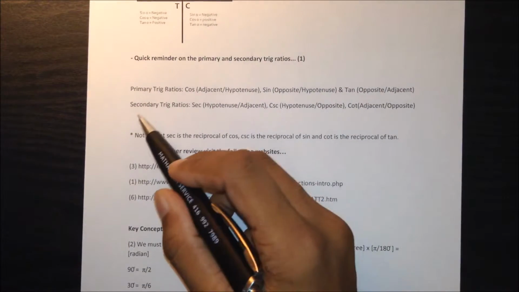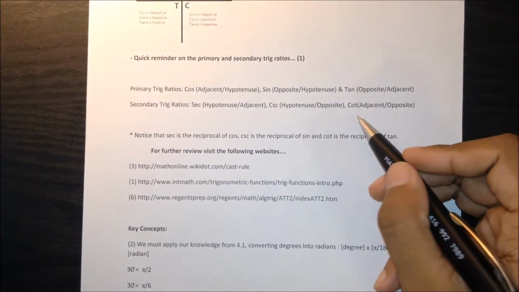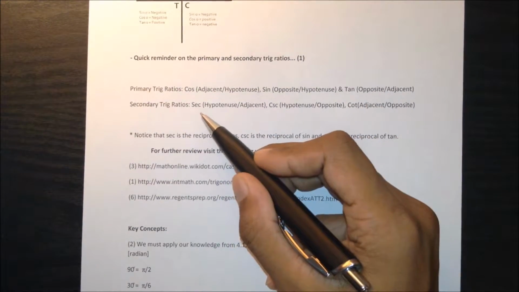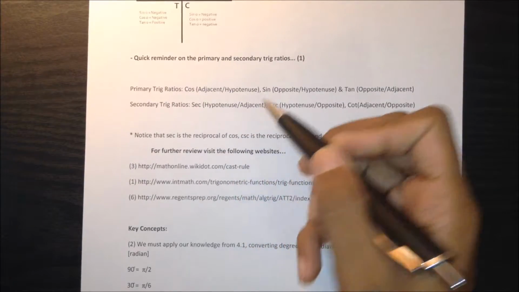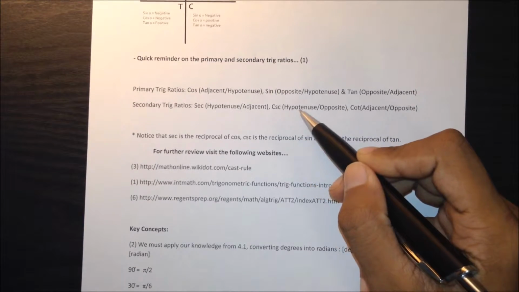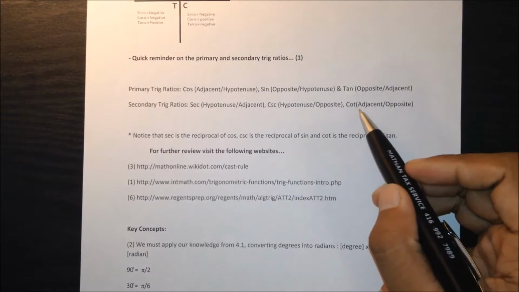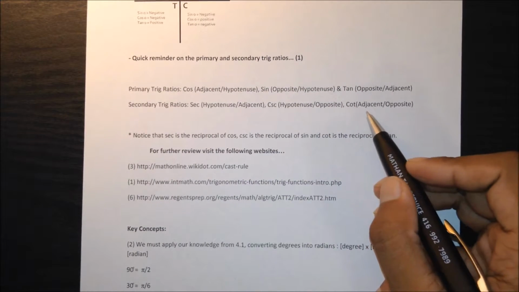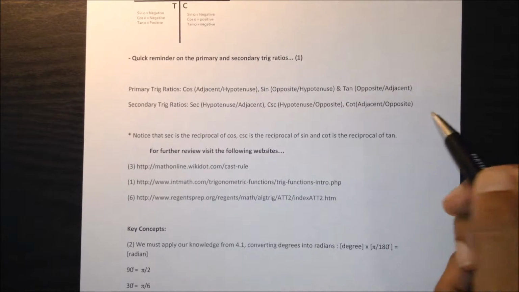Next, let's look at the secondary trig ratios: secant, cosecant, and cotangent. When we want to find the secant of an angle, we get the hypotenuse and divide it by the adjacent of that angle. When we want to find the cosecant of an angle, we look at the hypotenuse and divide it by what's opposite to that angle. Finally, when we want to find the cotangent of an angle, we look at what's adjacent to the angle and divide it by the opposite of that angle.